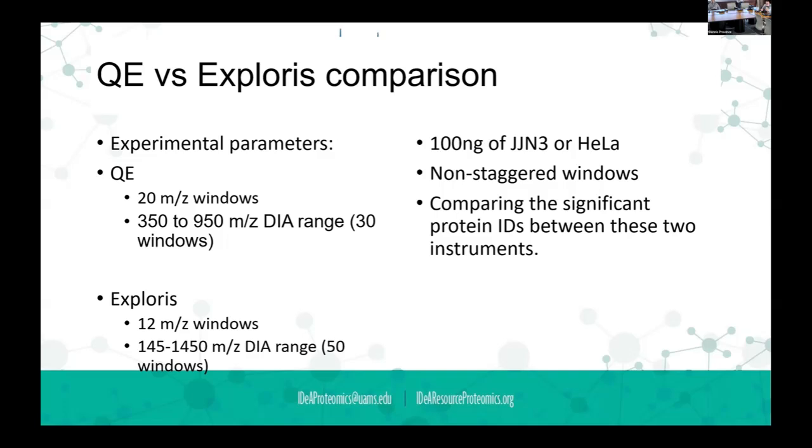I used an Exploris downstairs that Aaron had set up, with these original method files that we're still using, but they're 12 Thomson windows. There's the range there, and we have 50 windows. And again, injecting 100 nanograms of either JJN3 or HeLa peptides. I used non-staggered windows for both experiments because Mike doesn't use staggered windows. So I compared those, and then I wanted to compare the significant protein IDs between these two instruments.